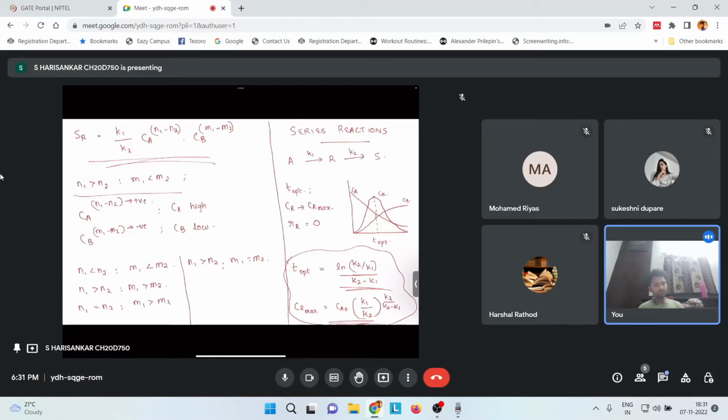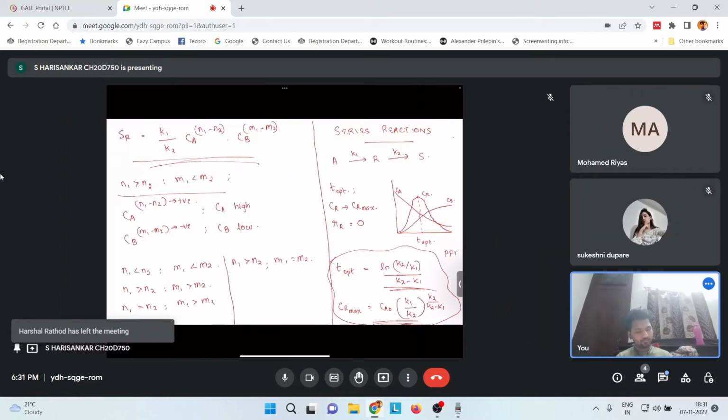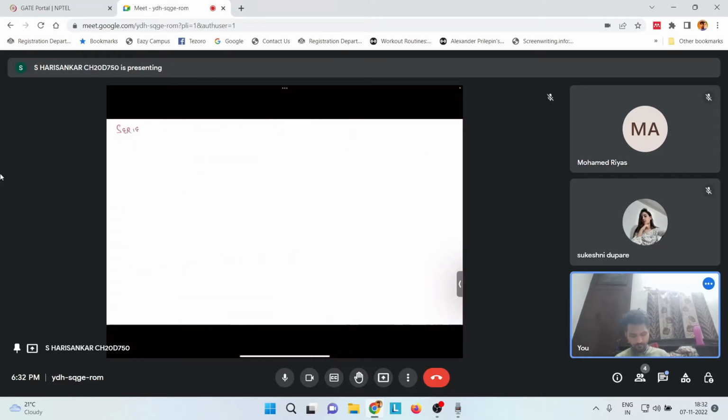Anyways, these two equations that we learned so far for t optimum and CR max can be used only for PFR. Okay, PFR, and I think we can even extend it to batch reactors. But these equations are not usable in CSTR. So for CSTR, we have a different set of equations. Okay, so we can write series reaction in CSTR.